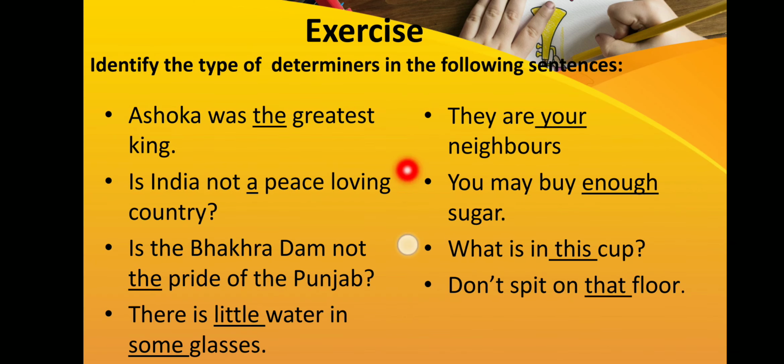Now this is the exercise and I am going to discuss this exercise with you. Ashoka was the greatest king. Now you have to identify this "the". Which type of determiner is it? It is an article and this is the definite article. So here the definite article determiner is used. Is India not peace loving? So "is" once again a determiner and that is a type of determiner, article. Is the Bhakra Dam not the pride of the Punjab? The is once again a determiner and this is an article.